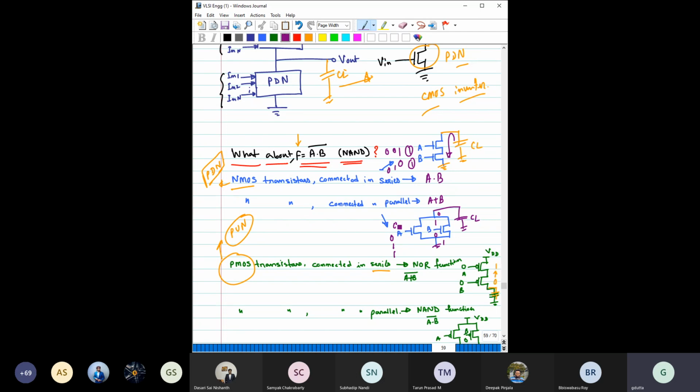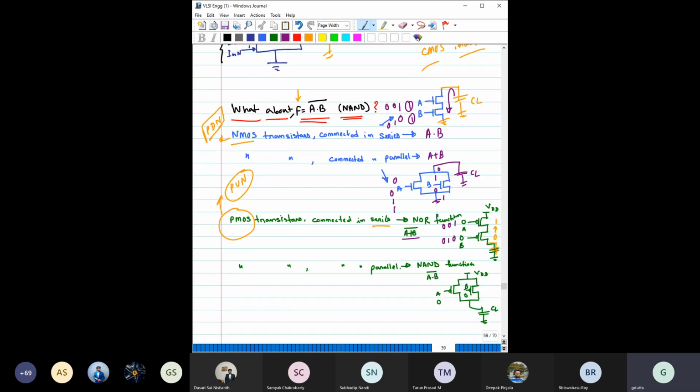For any other combination, like 0 1 or 1 0, one of the transistors is off, and that makes this path broken. So this capacitor cannot charge, and the output cannot go to the high state. So from here you can see that if PMOS transistors are connected in series, they will give the NOR function, which is basically A plus B bar. By the same token, it is very easy to say what happens if you connect these two PMOS in parallel, or three, or multiple.